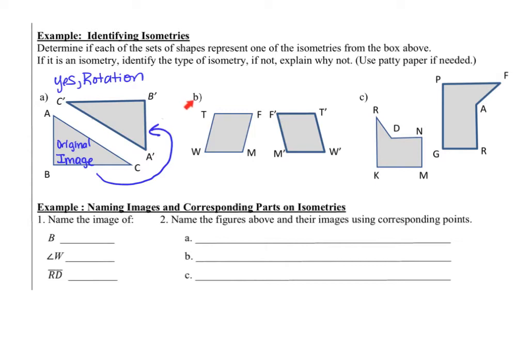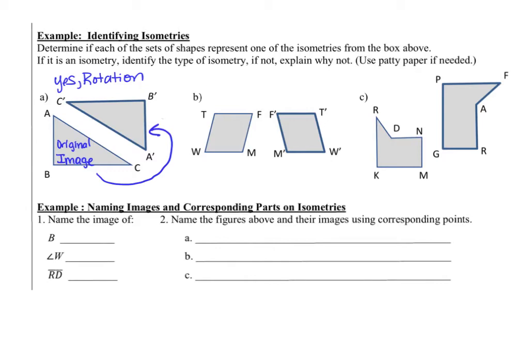Let's look at letter B. We have T, F, M, W. So we want to be paying attention to the vertices. This is my original image. And then we have the new image labeled by the apostrophes. Again, that's called F prime, T prime, M prime, and W prime. So is this a translation, rotation, or reflection?